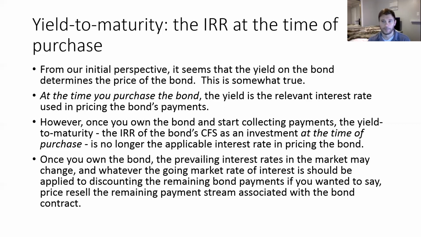Right? You collected a couple payments, maybe you need some cash, and you said, hey, let me resell the remaining payments on that bond contract. Okay, so again, the yield is the relevant interest rate when you buy the bond, but once you own the bond, the original yield to maturity doesn't matter anymore. It's whatever the going interest rate is that's prevailing in the market at which I could sell those remaining payments. That's the relevant interest rate to me.